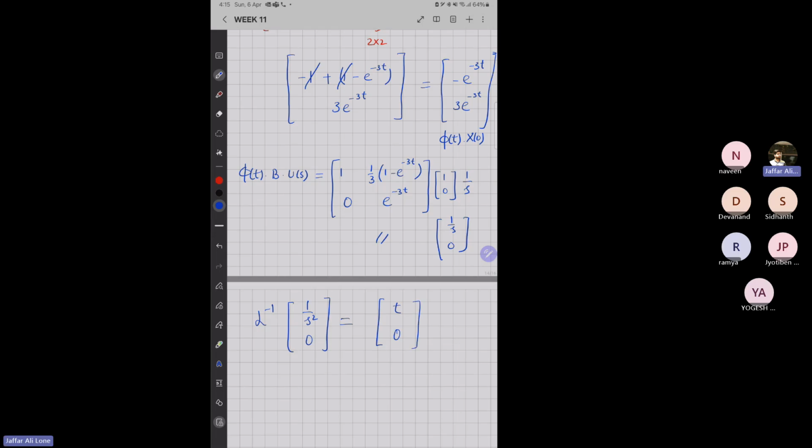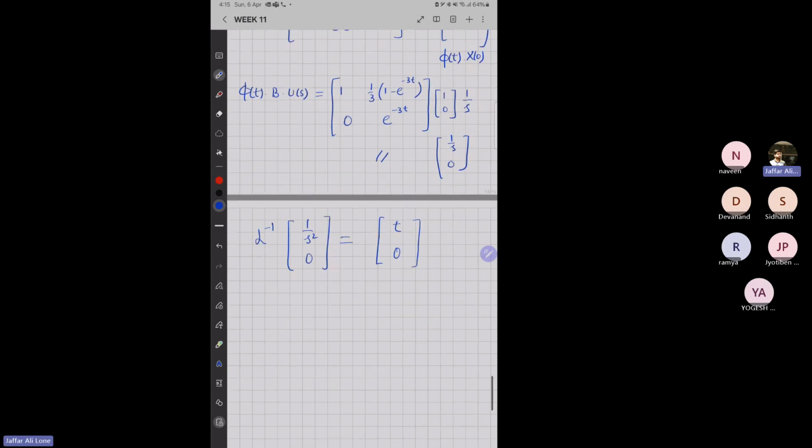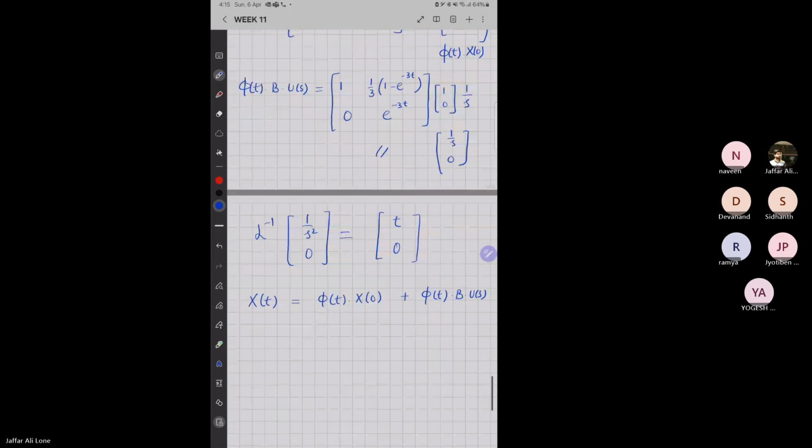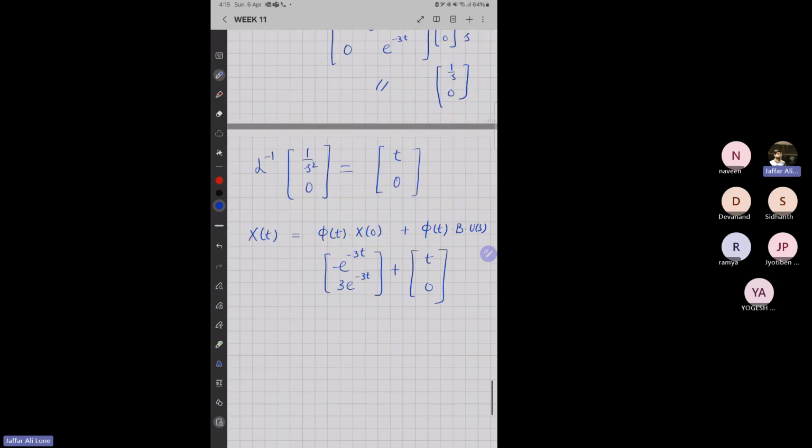Please revise this. So then the complete solution, my x of t, is equal to phi t into x naught plus phi t into b into u of s. So this was e raised to the power minus 3t and 3e raised to the power minus 3t plus t, 0, which is equal to t minus e raised to the power 3t. This is equal to 3e raised to the power minus 3t. That's my complete solution.